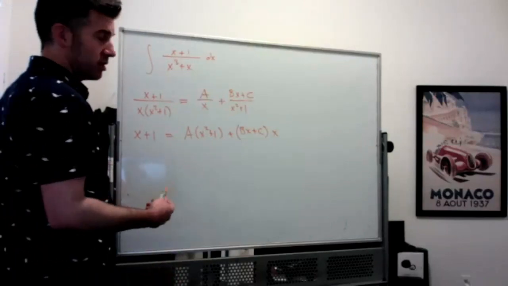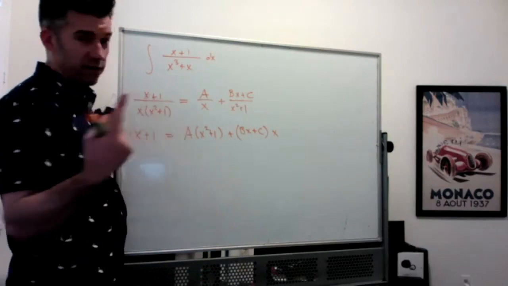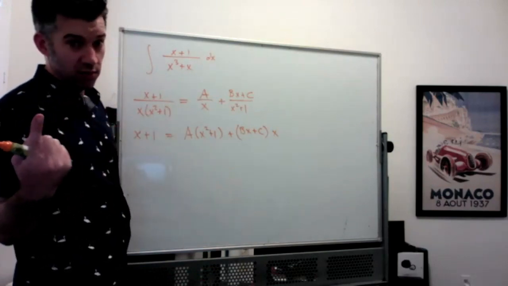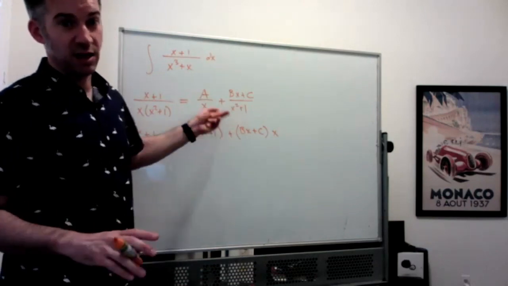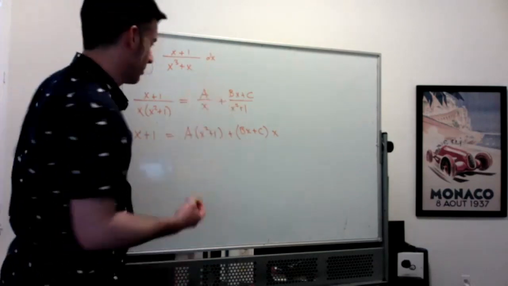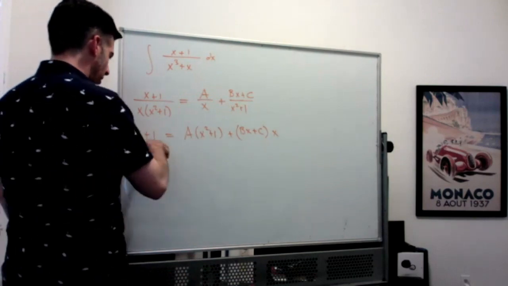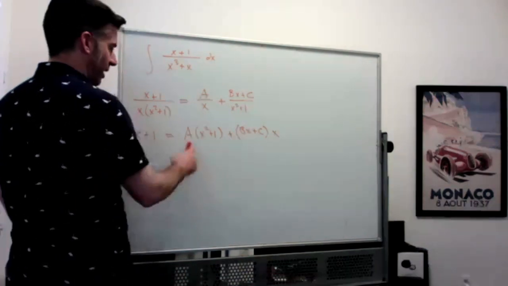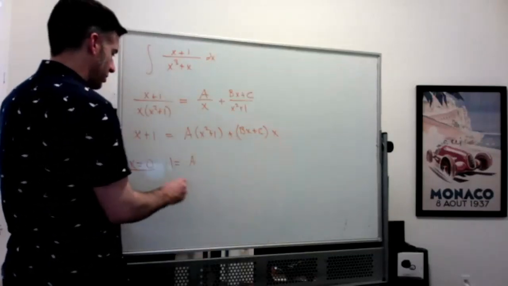So then we do the usual thing. We pick convenient values of x. So there's only one convenient value of x here. It's x equal to 0. Again, the convenient values of x are values of x that make something in the denominator in your original expression 0. So x could be 0. So on the left I get 1. On the right I get a times 1 plus bx plus c times 0. So a equals 1. Great.